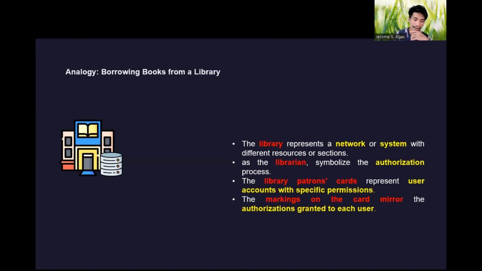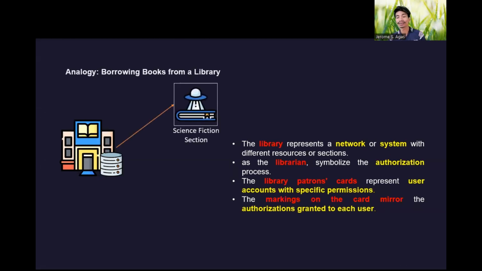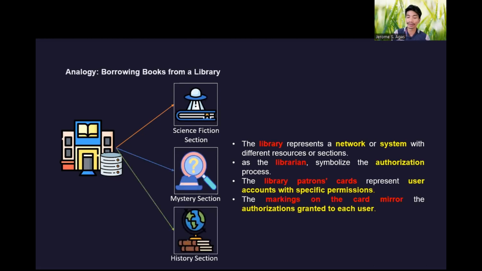And the analogy of borrowing books from the library. As the librarian, you can control the borrowing of books from each section: the science fiction section, the mystery section, and the history section. This is the authentication part. The library represents the network or the system with different resources or sections. The librarian symbolizes the authorization process.